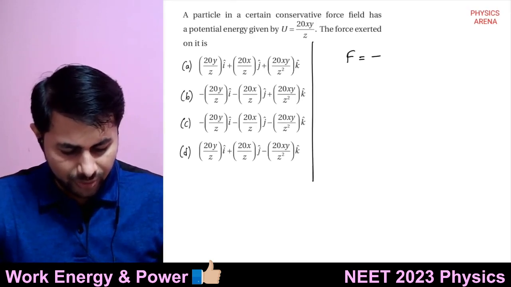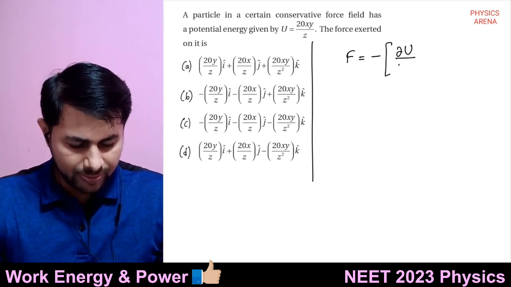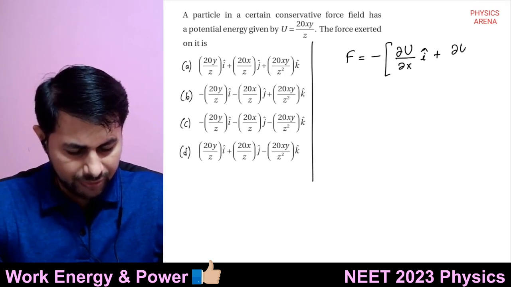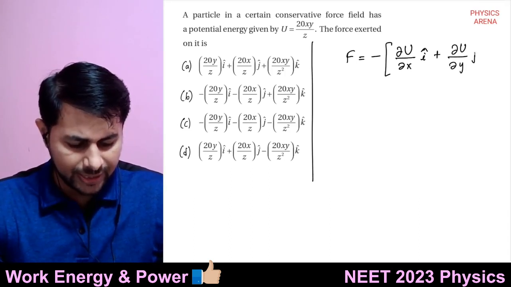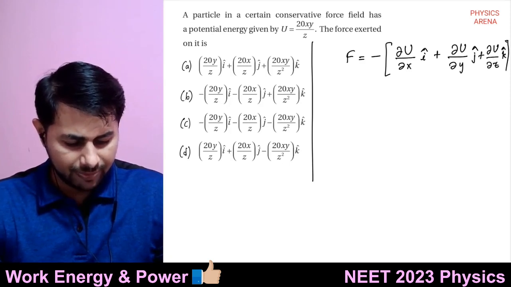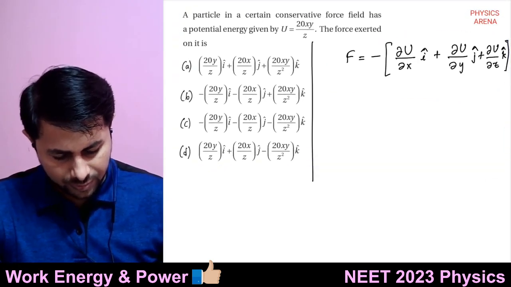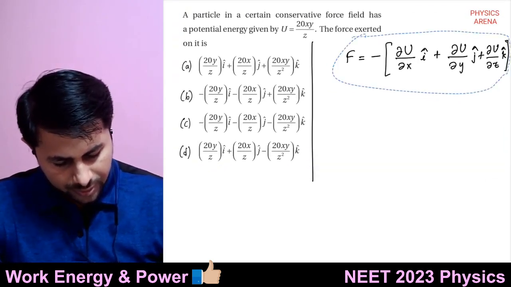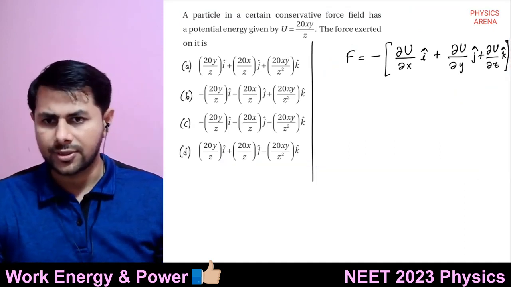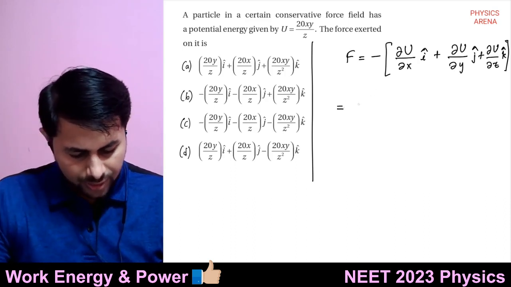So remember the full formula. It is minus of the partial derivative of U with respect to x multiplied by i cap plus partial derivative of U with respect to y multiplied by j cap plus partial derivative of U with respect to z multiplied by k cap, right? This is the full formula. Anyways, you can see this, no? Yes. So then let's substitute the value of U. So minus, option C.